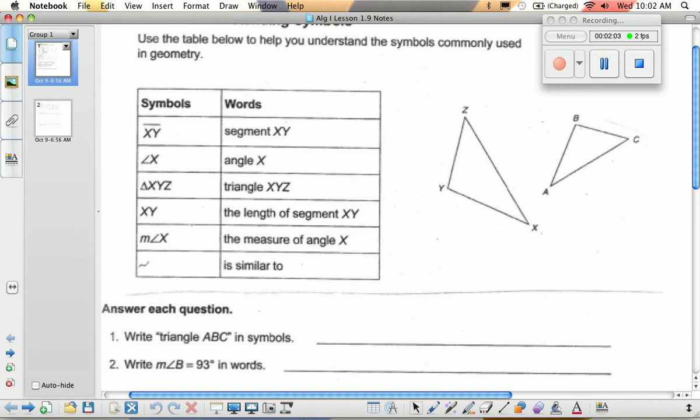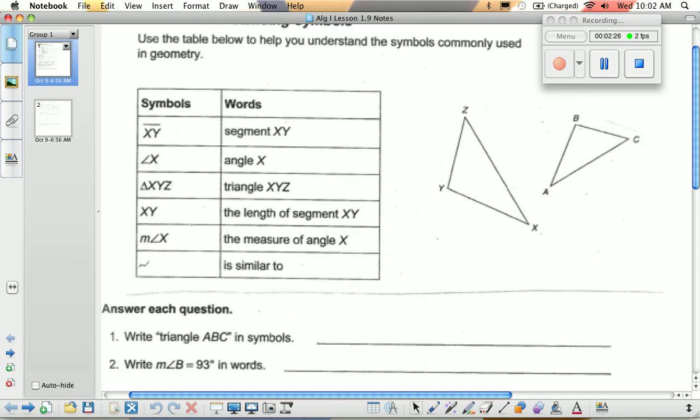So when you name a line segment, you actually are naming it by the two endpoints. So line segment XY tells you there's a point X at one end and a point Y at the other. And when it's just XY and they're asking you for the length of it, they're saying, okay, how far does it measure then from point X to point Y? What's the length of that line segment?